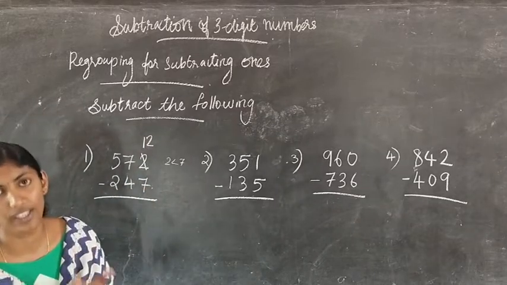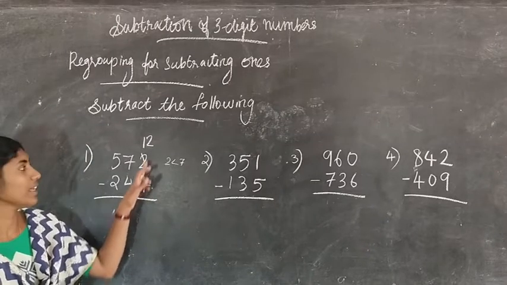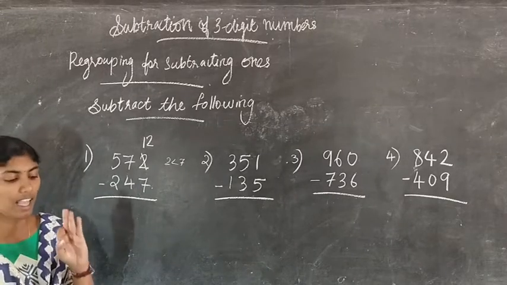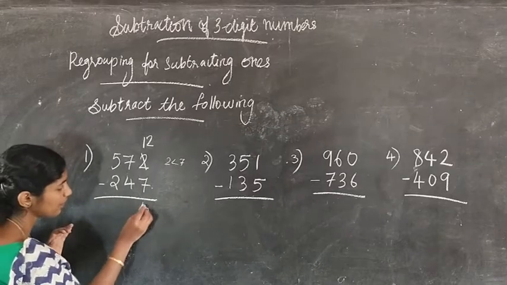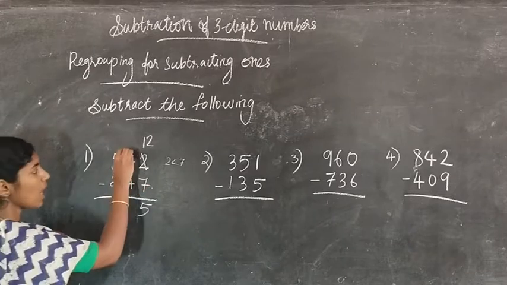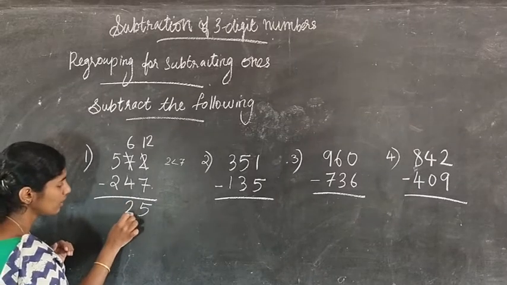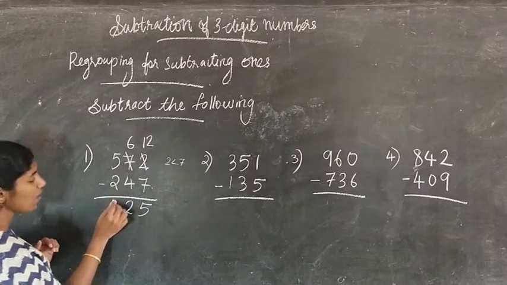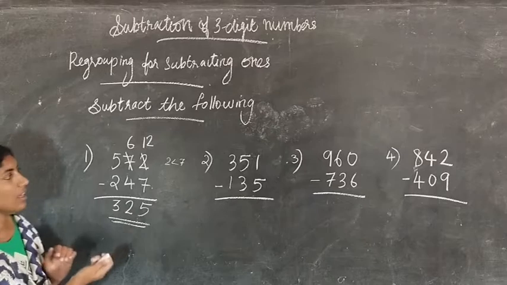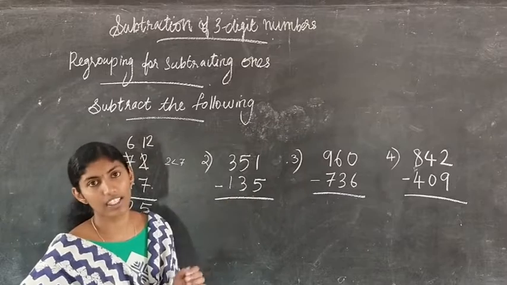Yes, we can use our finger. That means we have to count forward after 7 till we get 12. Shall we start? Yes. 8, 9, 10, 11, 12. So write 5 here. Then here, since 1 ten was borrowed by the ones column, here we have only 6. Then 6 minus 4, we have 2. Then 5 minus 2, we have 3. Therefore, we got the answer as 325.